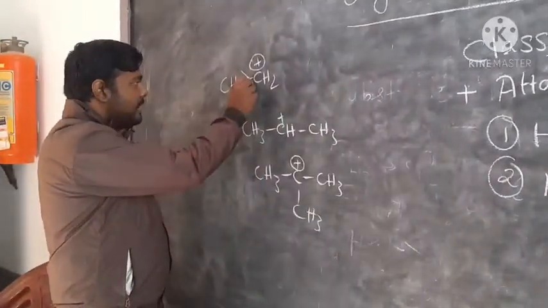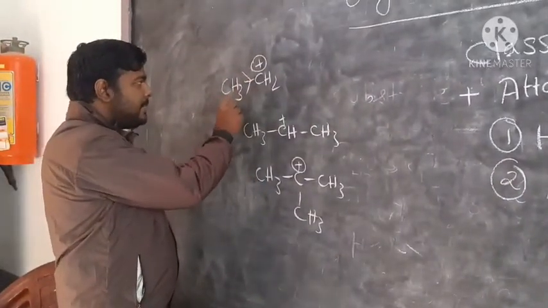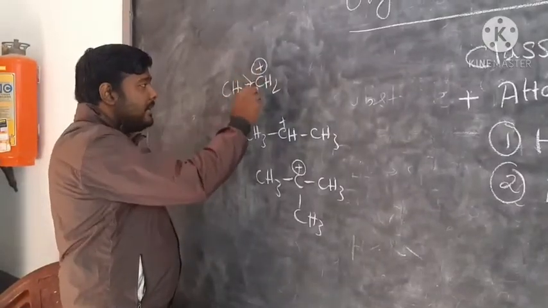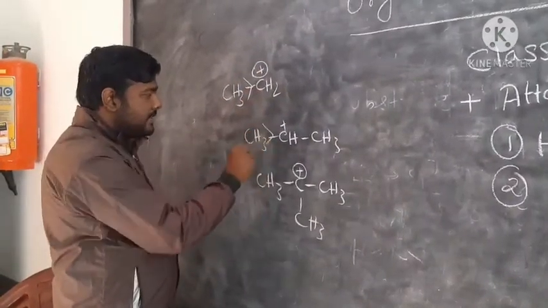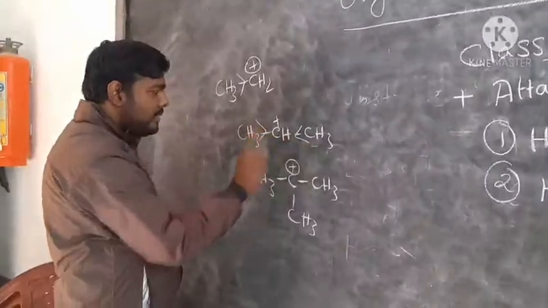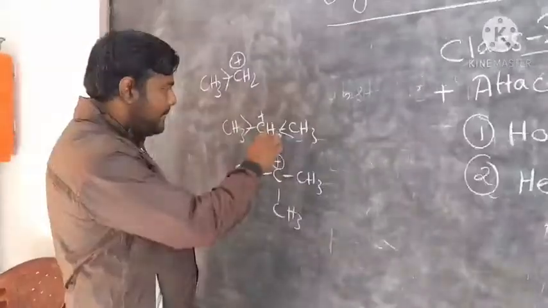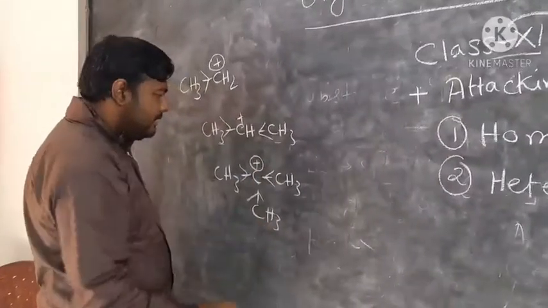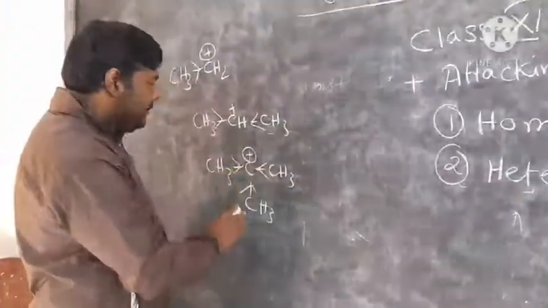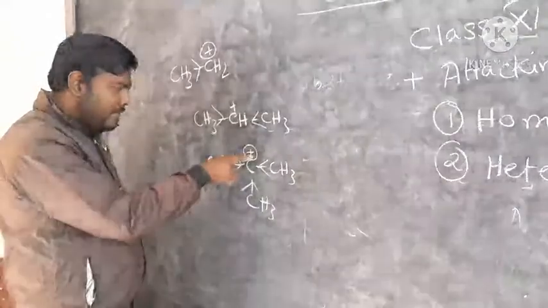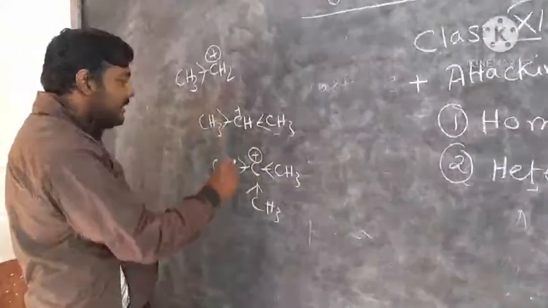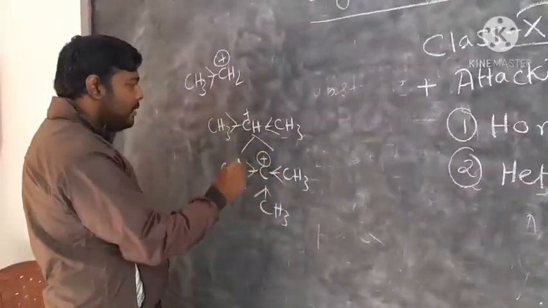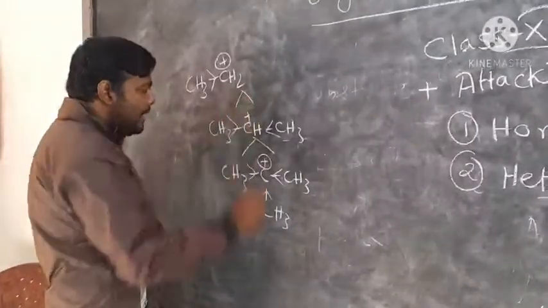If we consider this one, this CH3 group has the plus I effect, so it will neutralize this electron deficiency and stabilize this one. But in the 2 degree carbocation, 2 alkyl groups will do the same, so the effect will be more pronounced. And for the 3 degree carbocation, the 3 methyl groups will neutralize this carbocation more effectively, so the 3 degree will be more stable than 2 degree than 1 degree.